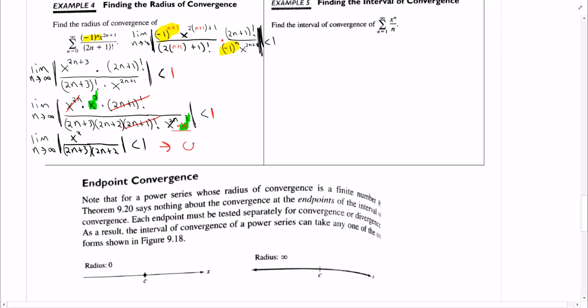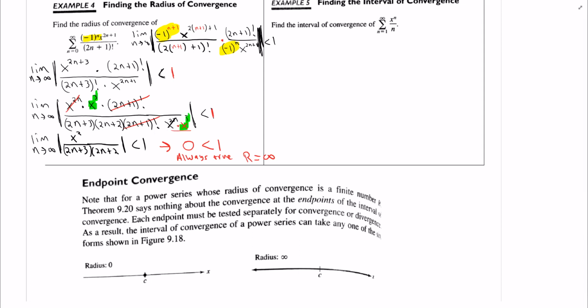So basically, we're going to get 0 for this whole thing is less than 1, right? And so we get that 0 is less than 1, which is always true, is it not? 0 is always less than 1. What that means is that R is infinity, right? Since this is always true, there are an infinite amount of solutions, and the radius of convergence is infinity. Okay.